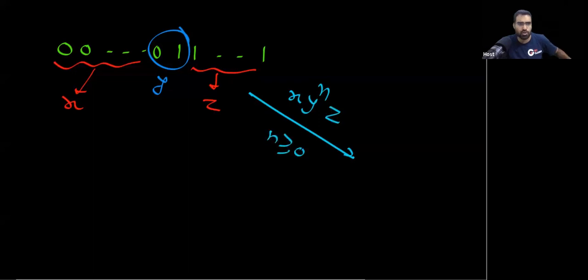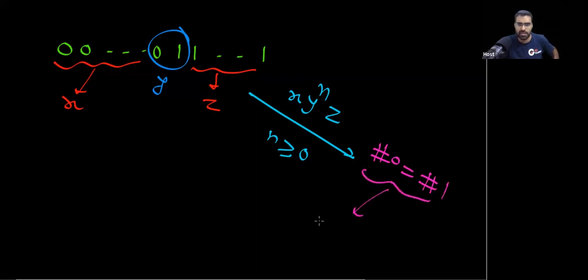If I do X, Y power n, Z, where n is greater than or equal to 0, I repeat it any number of times, the resulting string will have number of 0 equal to number of 1. So I can say this resulting string will belong to L.